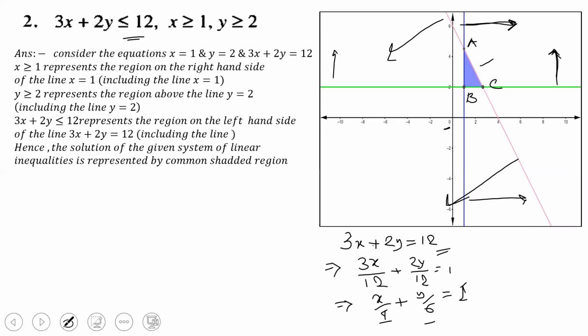Okay. So moving to the next question, question number 5. Questions number 3 and 4, we solved them. They are very easy. Question number 5 is also very easy. So 2x - y ≥ 1.